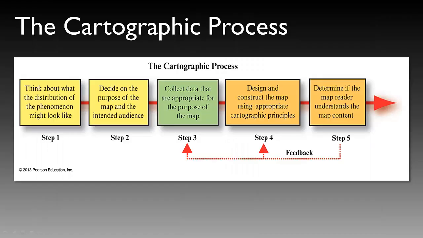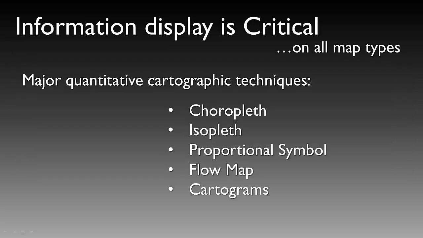As you begin using GIS to display and understand data, you need to understand the basic cartographic process. You need to think about what the distribution of the phenomena or data may look like, and what the best method would be to display that information. Decide on the purpose of the map and the intended audience. Step 3, collect the data that are appropriate for the purpose of the map. Step 4, design and construct the map using the correct cartographic principles. And finally, determine if the map reader understands the map. This is where having someone evaluate and critique your work comes in. Keep in mind that information display is critical on all map types.